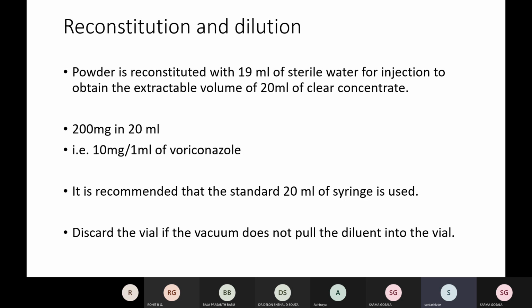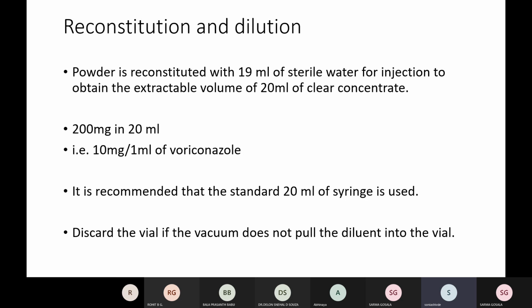We inject 19 ml of sterile water, taking a 20 cc syringe to achieve a proper volume of the sterile water. We inject that volume into this vial. So we will get 20 ml of clear concentrate, that is 200 mg of voriconazole in 20 ml of liquid. That is, it is 10 mg voriconazole in 1 ml. It is recommended that the standard 20 ml syringe is used and to discard the vial if the vacuum does not pull the diluent into the vial.